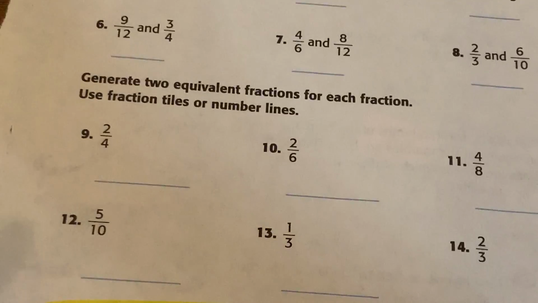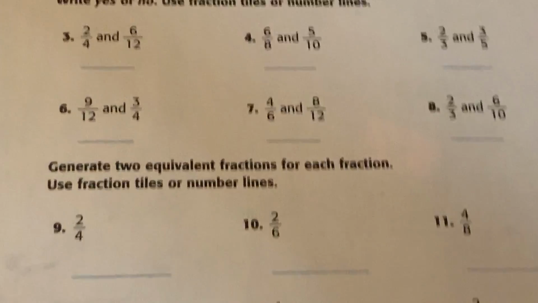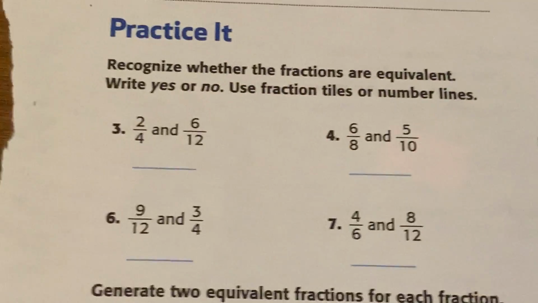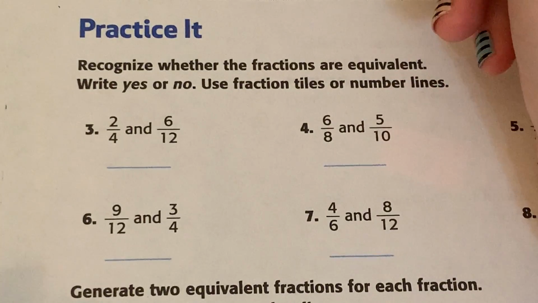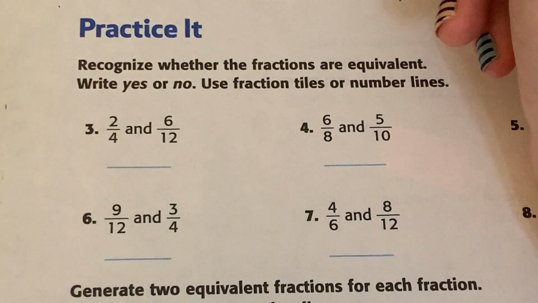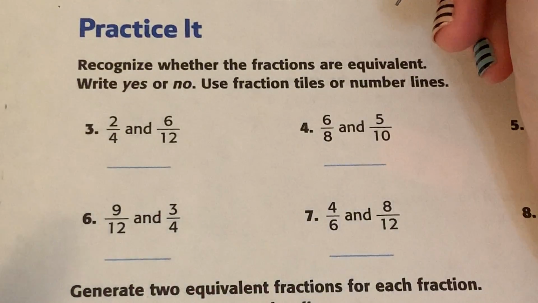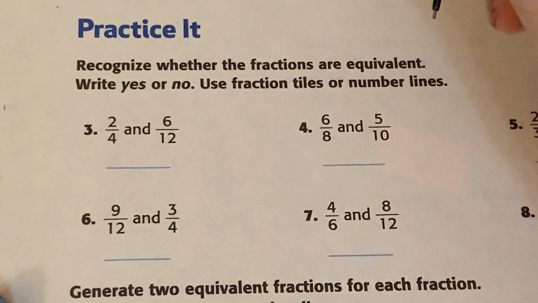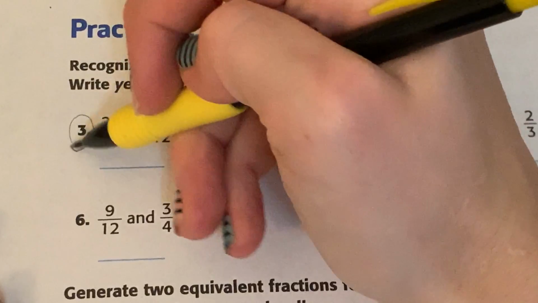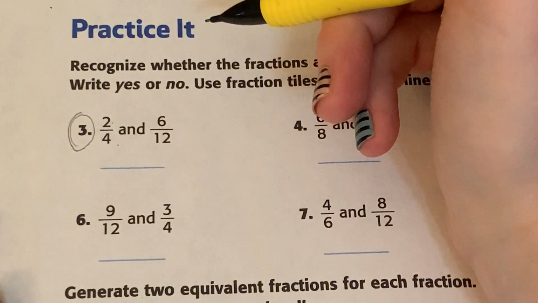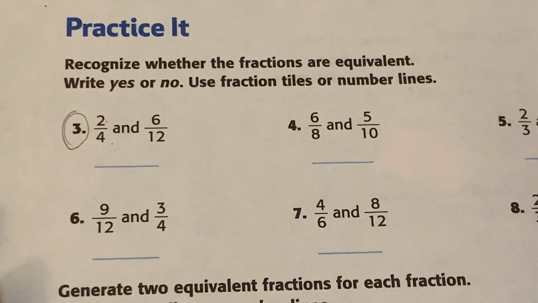I want you now to look at page 501 with me. We're going to try 2 together. So recognize whether the fractions are equivalent, write yes or no, use fraction tiles or number lines. So it's up to you how you solve this, okay? So I want you to go ahead and solve number 3 first. 2/4 and 6/12. Go ahead and solve it either using fraction tiles. Do not use number lines just because we're not able to draw a perfect number line. So either fraction tiles or the multiples and top and bottom strategies we've been talking about.